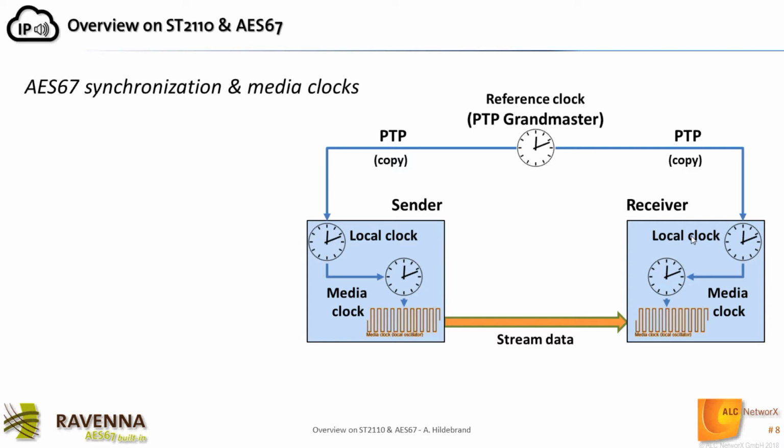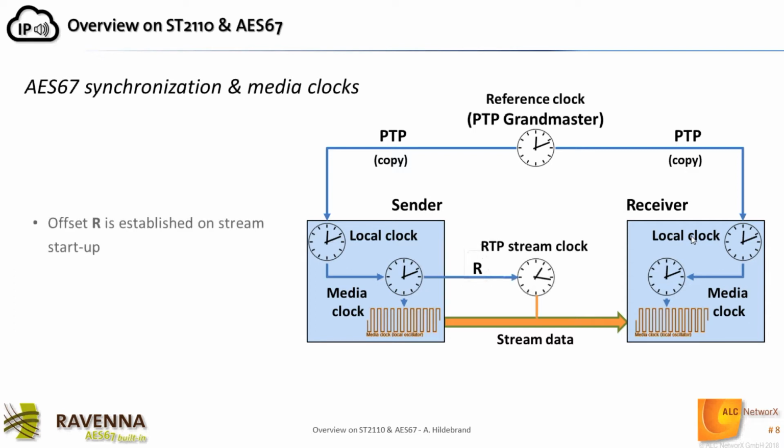However, that clock is back-related, of course, to the media clock. So in other words, if I have a 48 kilohertz sampling clock or media clock, the RTP stream clock has the same frequency, of course. Most samples are gathered and packetized in packets and forwarded onto the network. And of course, the RTP stream clock follows the media clock.